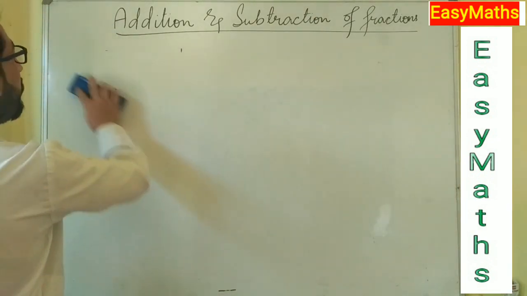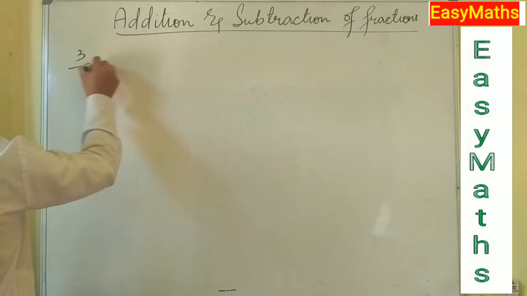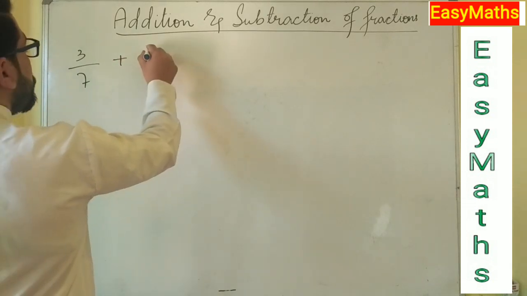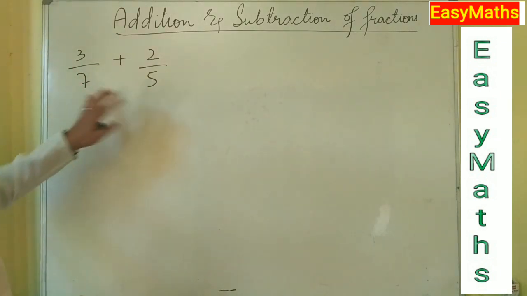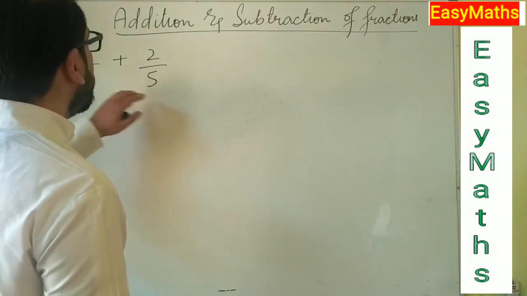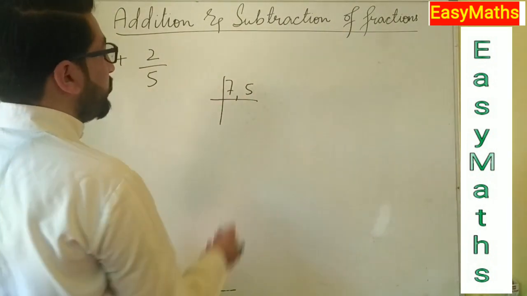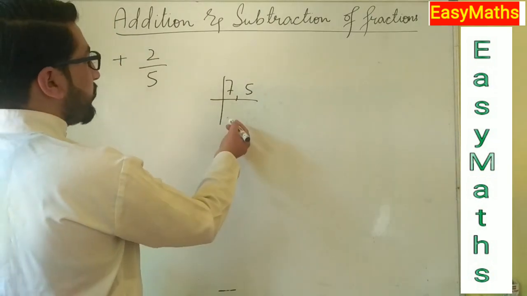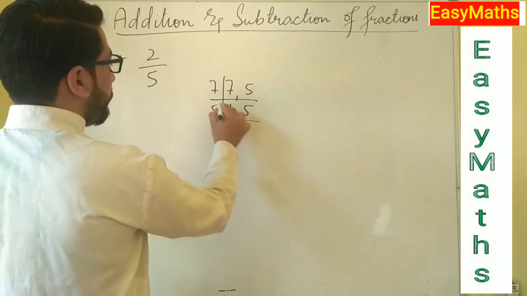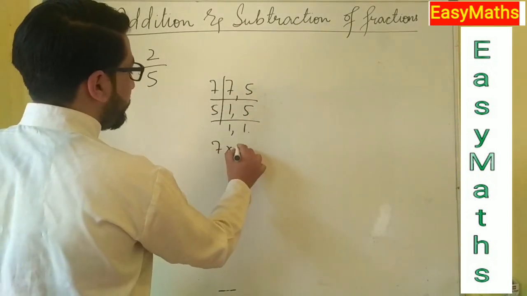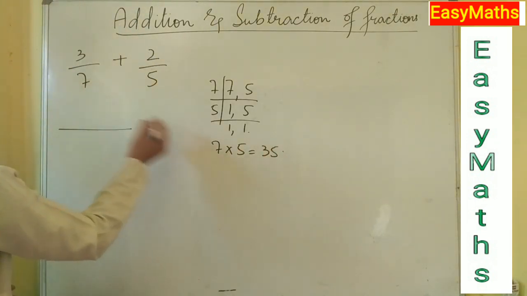So students, moving forward, when we add unlike fractions, suppose 3 by 7 plus 2 by 5. So here we have two different denominators. What we do, we make LCM of these denominators 7 and 5. These two are prime numbers. So we are going to divide by 7, 5, 7 ones are 7, 5 ones are 5. So 7 multiplied by 5 is 35. So here our LCM is 35.